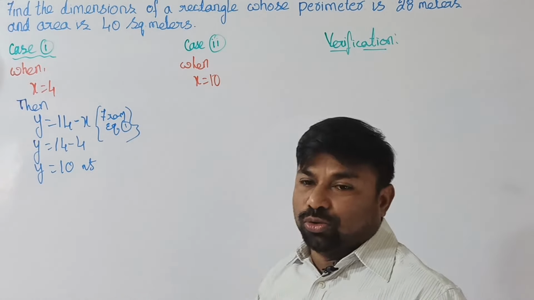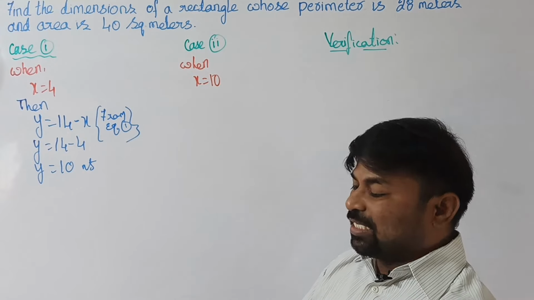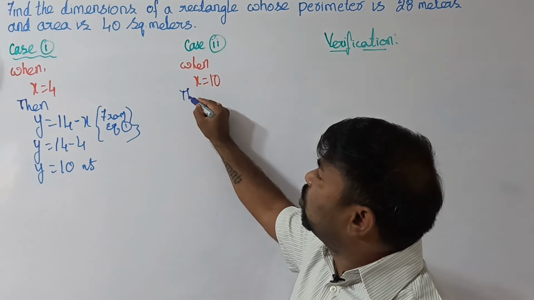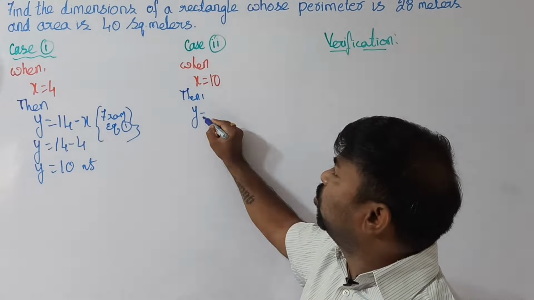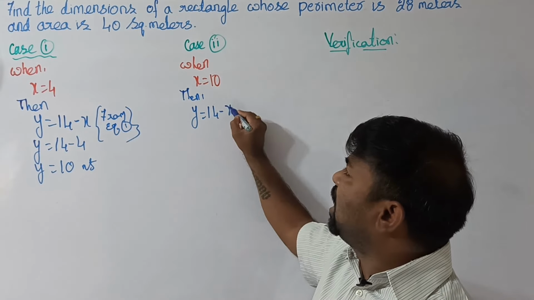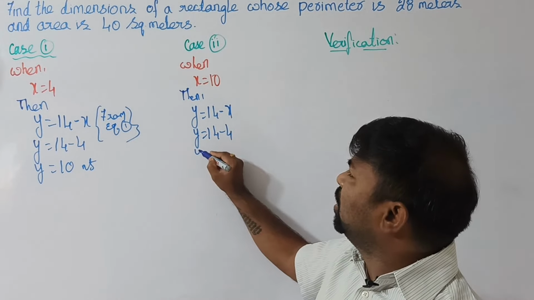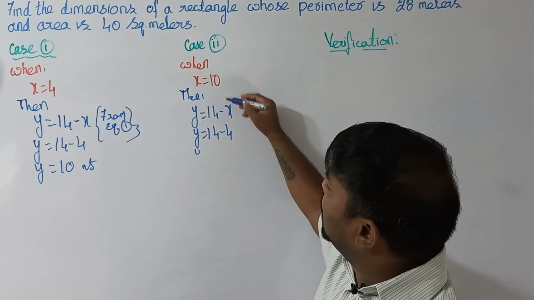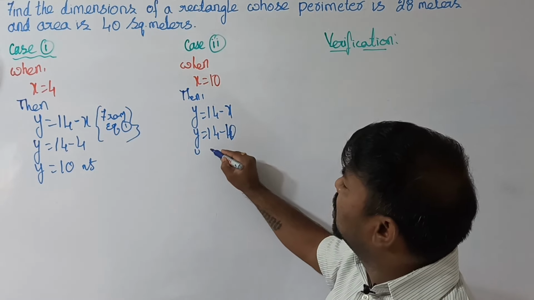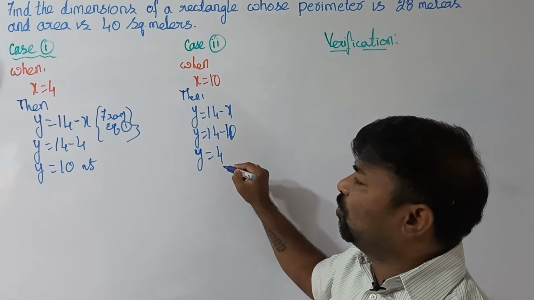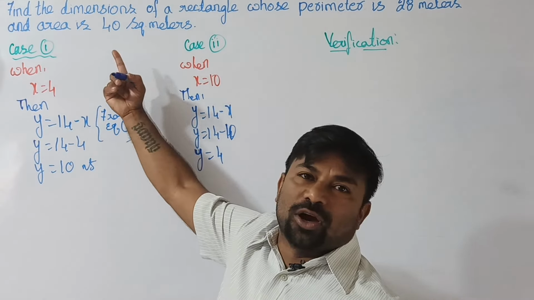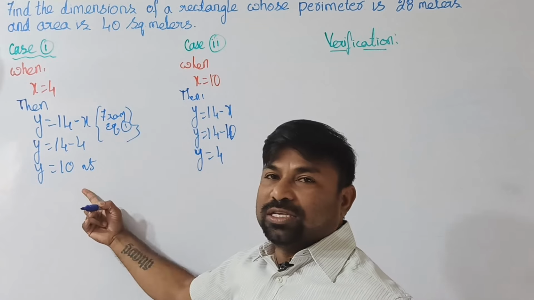Now, in case 2, when x is equal to 10, then what is y? Then y is equal to 14 minus x. So y is equal to 14 minus 10, which is 4. It's nothing but y is equal to 4. In case 1, we got x is equal to 4 and y is equal to 10.